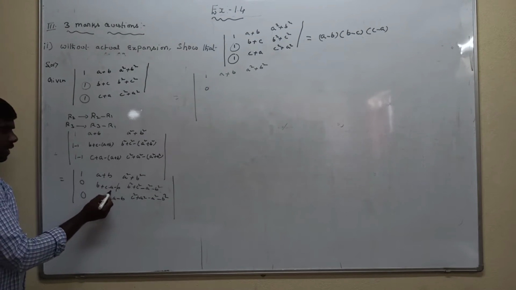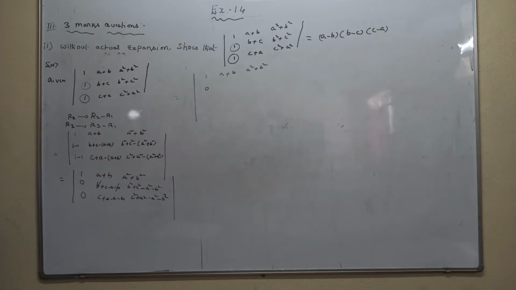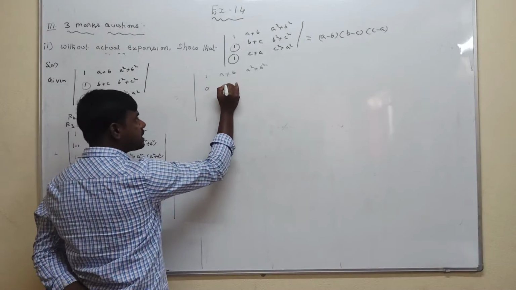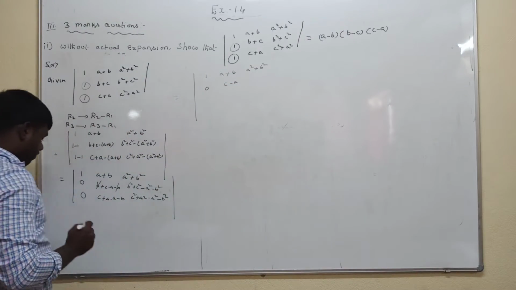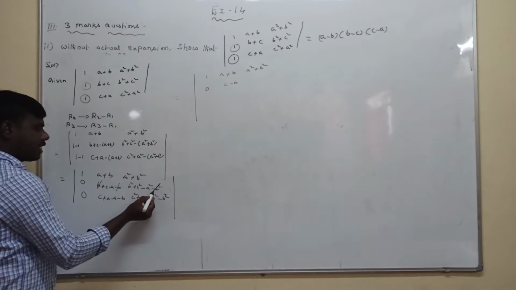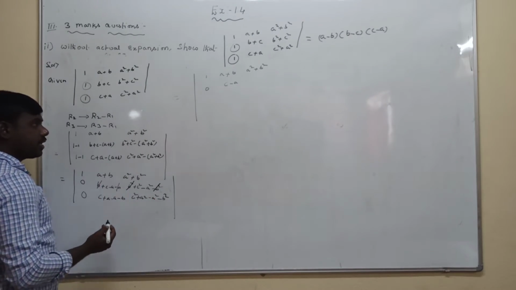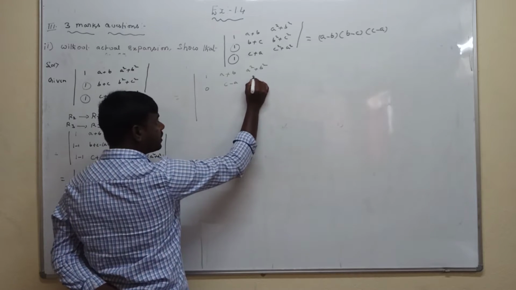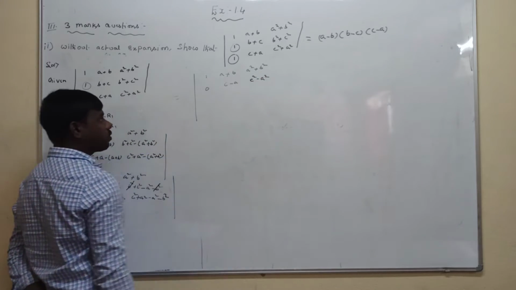Now minus b plus b get cancelled. Left of the value is c minus a. Next, minus b square plus b square get cancelled. Left of the value is c square minus a square.